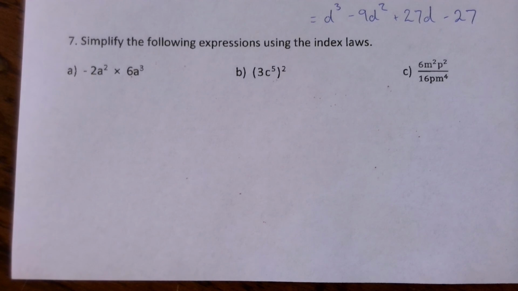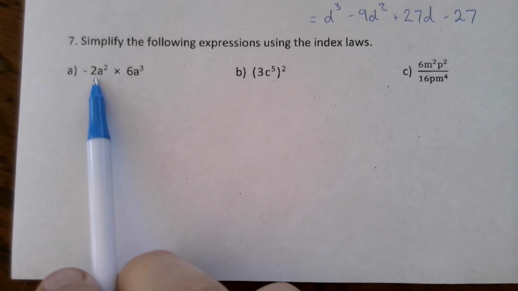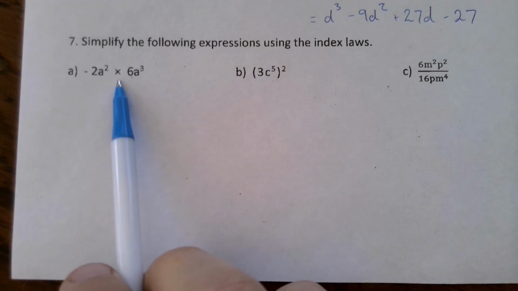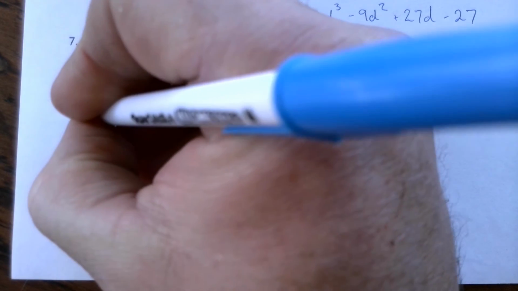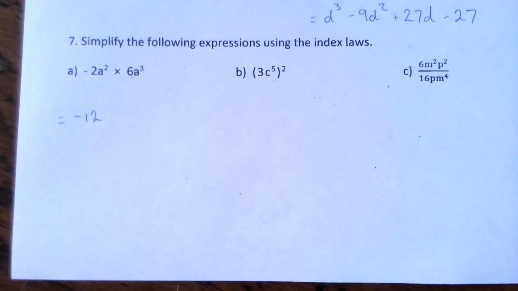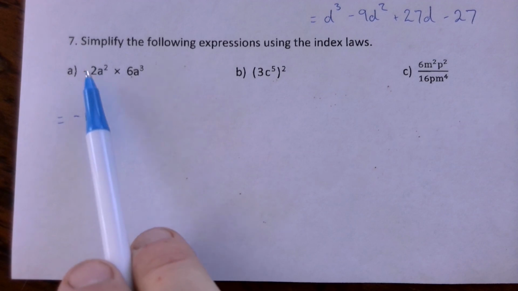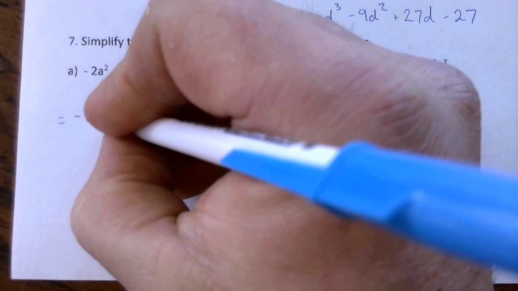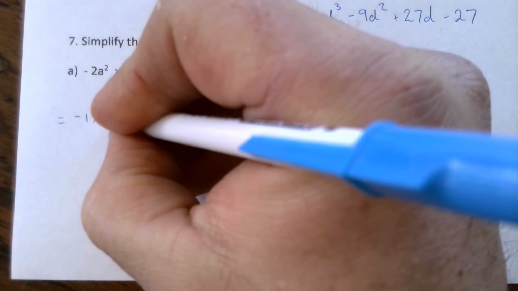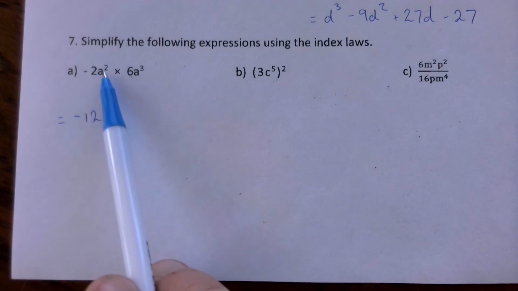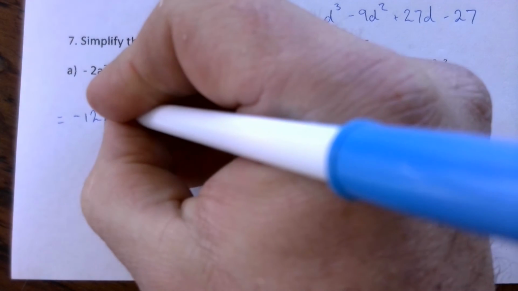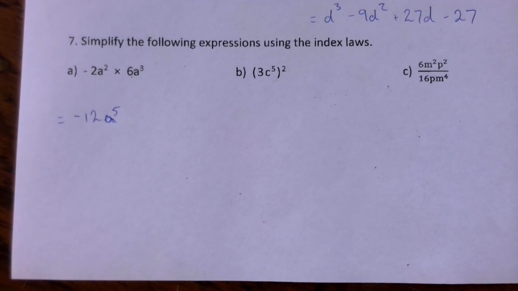Question 7, all three questions are using index laws. In the first one it's multiplication, so we know we're going to need to multiply these base numbers. So minus 2 times 6 makes minus 12. And then we've got A's and A's. Now, the first index law tells us that when we're multiplying, we need to add the indices. So 2 plus 3 makes 5, and that's it.